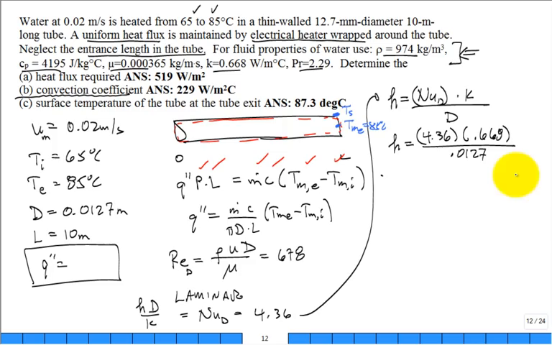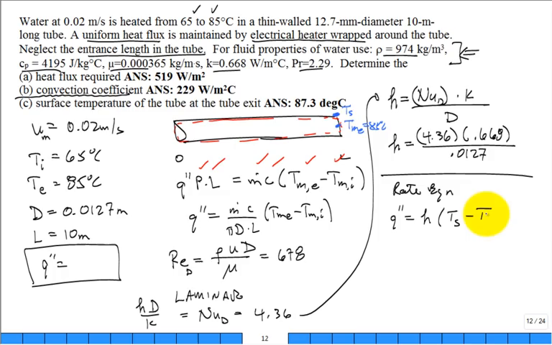Well, we recall our rate equation, which works anywhere in the system, at the beginning, in the middle, also at the end. So we have that Q double prime at the end is equal to H times the temperature of the surface at the end minus the temperature of the fluid at the end. Maybe I should put an E at the end.